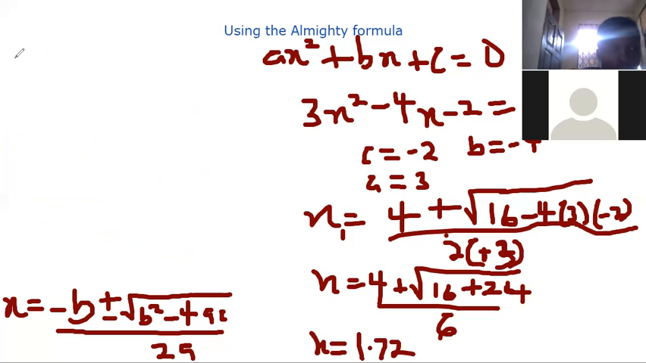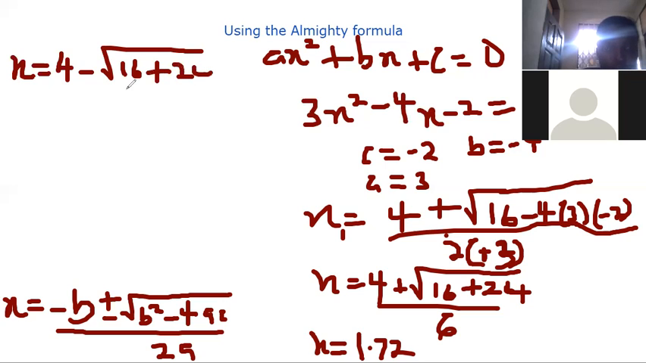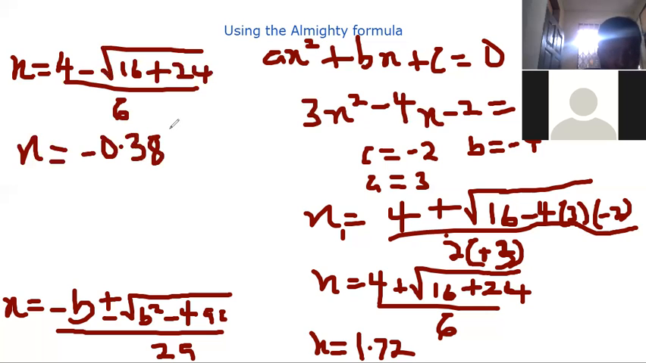So x will still be equal to positive 4, but then this will be negative root of 16 plus 24, all over 6. The next answer will be negative 0.38, 0.3874. You get it?